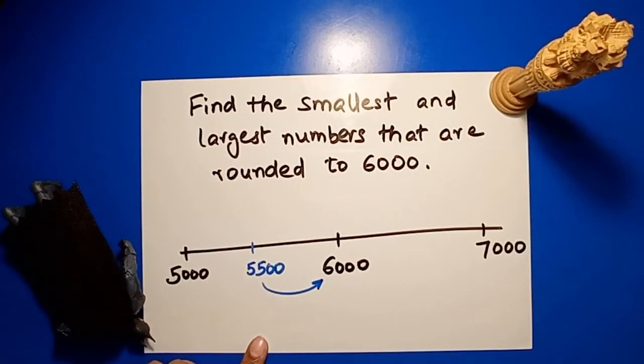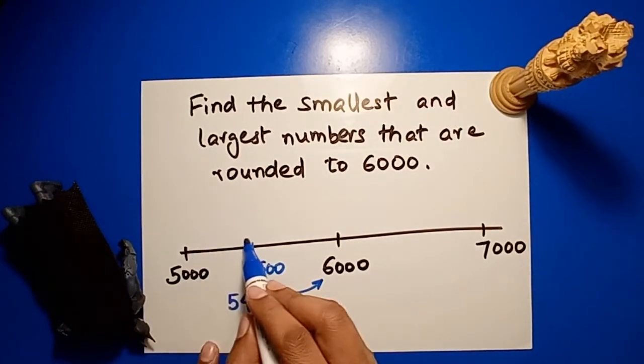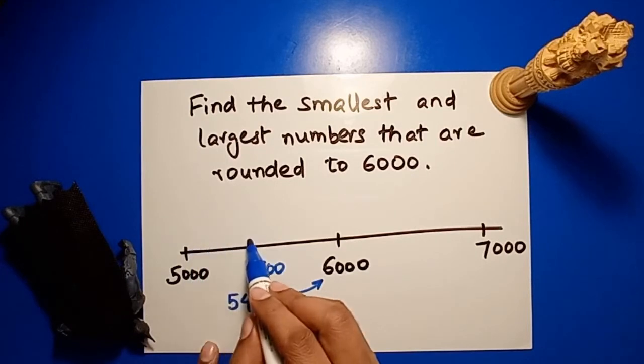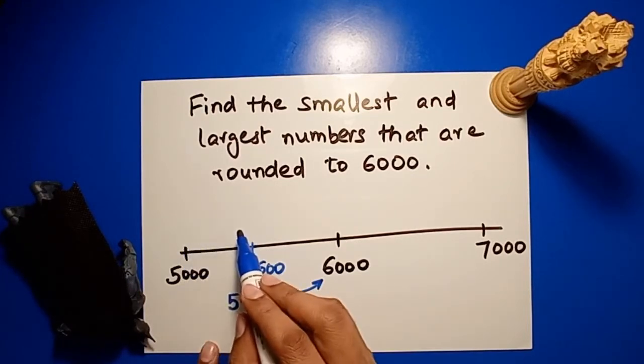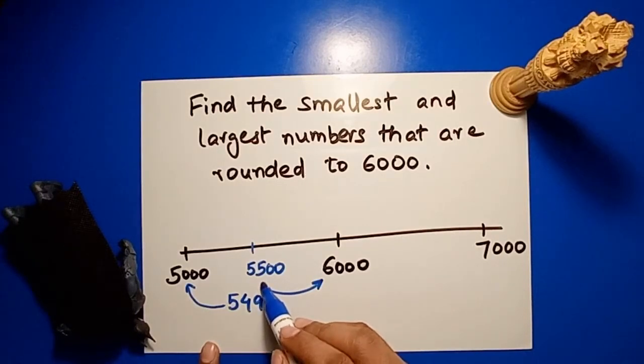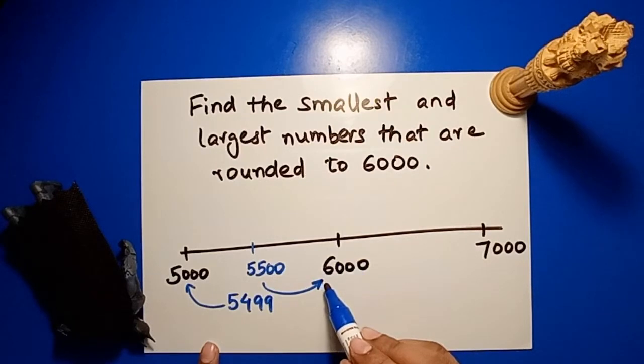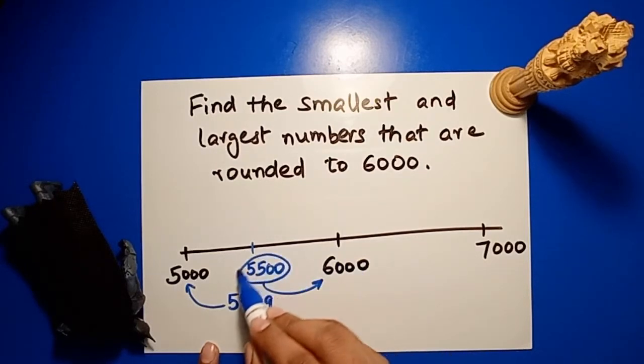Okay, so this is one number. What is the number just before 5500? It would be 5499. But because this number is in this part of the number line, it will get rounded to 5000. So the smallest number that gets rounded to 6000 is 5500.